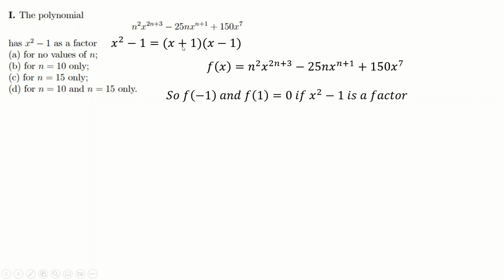So for these to both be factors of this, which they must be for this to be a factor, then f of minus 1 and f of 1 are 0. So that's great. We can just shove in minus 1, we can shove in 1, and we'll get 0.